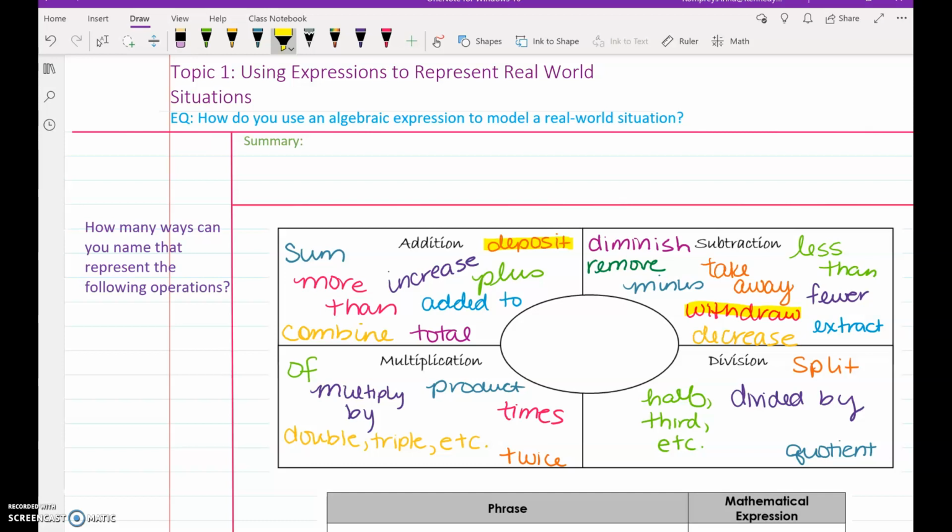Now we also have division. And division, divided by, and quotient. Those are basic. Now, we also came up with split. Like if you split something, so splitting something down the middle, cutting it in half, which brings me to half, third, fourth, so dividing by 2, dividing by 3, dividing by 4. All of those are great. So if you come up with any other ones, definitely let me know and I will add them to the list. So anything that might have stood out to you, you might want to put in a different color or possibly highlight.